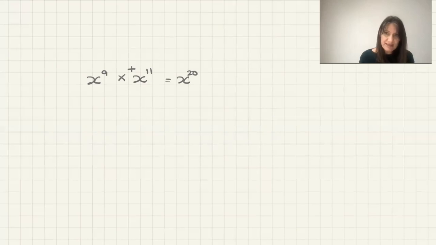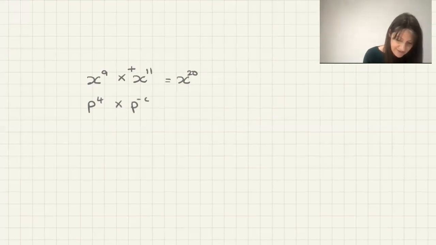So what can I do to make this a little trickier? Because it's really quite easy at the moment, isn't it? So one of the things that I can do is I could say I've got p to the 4 and times that by p to the negative 8. So hit pause and press play when you're ready. Okay, so the rule isn't going to change just because one of the indices is now negative. I'm still going to add.